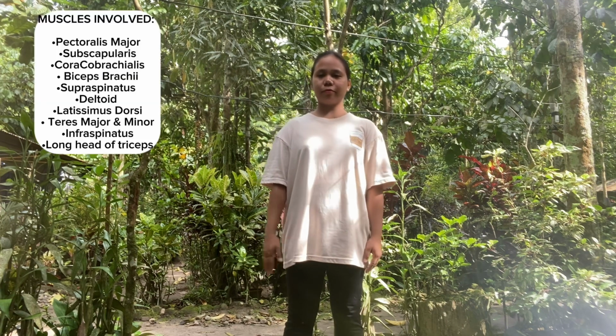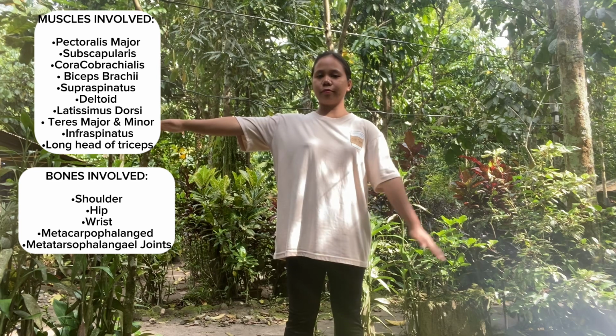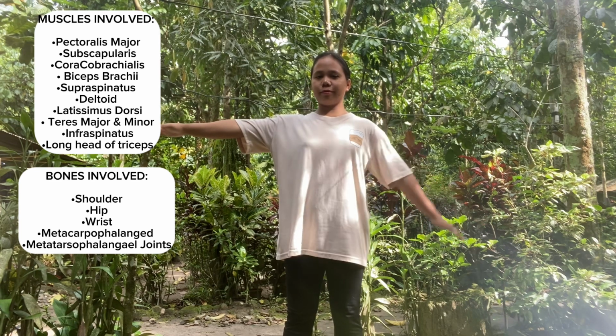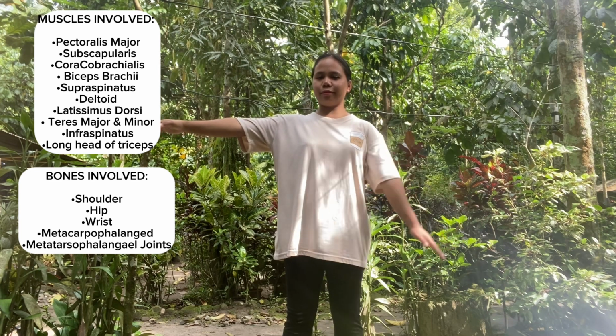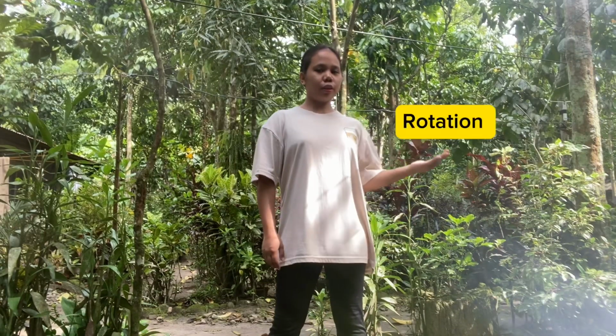Circumduction is the movement of a body region in a circular manner, in which one end of the body region being moved stays relatively stationary while the other end describes a circle. Rotation can occur in the vertebral column, at a pivot joint, or at a ball and socket joint.